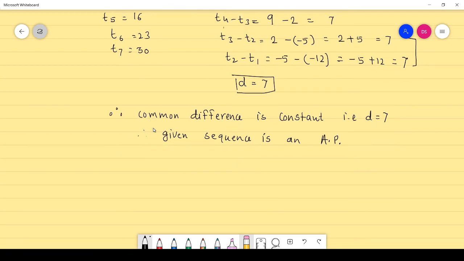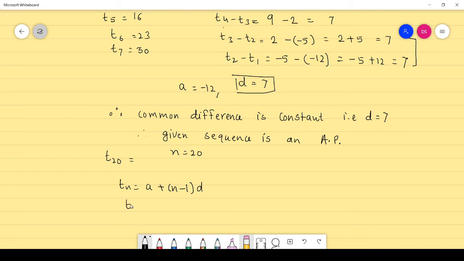Now we already got that this is an arithmetic progression. Now they ask you to find the 20th term, T20, that is n equal to 20. Now we have the formula, Tn is equal to a plus (n minus 1)d. Here the first term is minus 12, and d we have is 7. Then we can calculate T20.